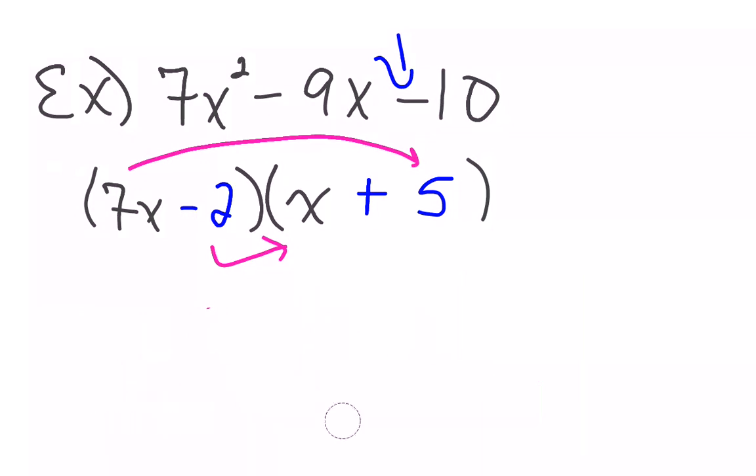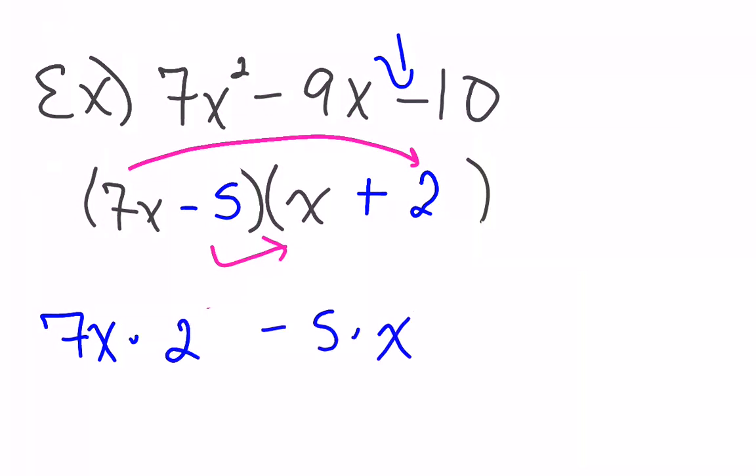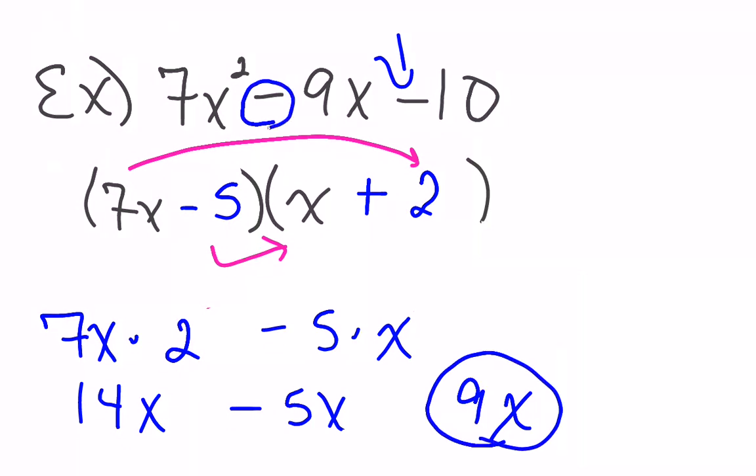However, remember that maybe I just need to swap the places on these ones. So I'm going to put the 5 here and the 2 here. So we have 7x times 2 and negative 5 times x. 7x times 2 is 14x. Negative 5 times x is negative 5x. 14 minus 5 is 9x. Oh, so close. Be careful. We got a positive 9x. There's a negative in front of here. So what do we do?